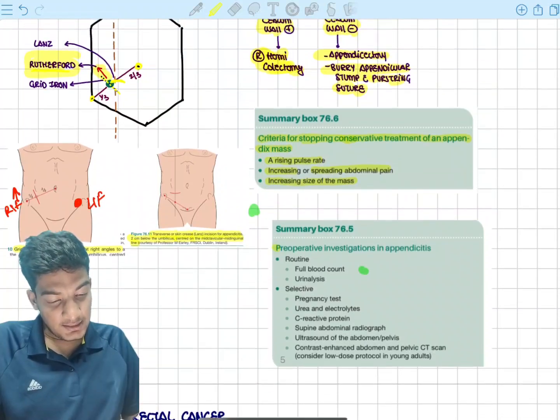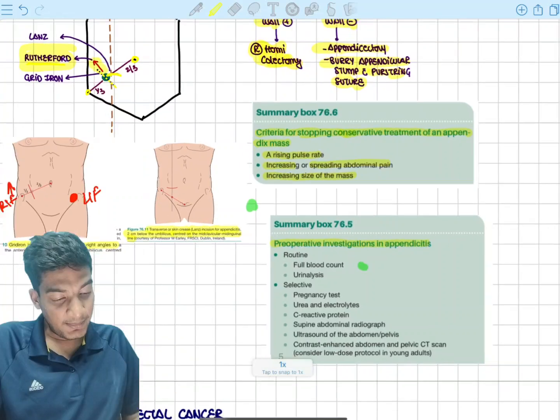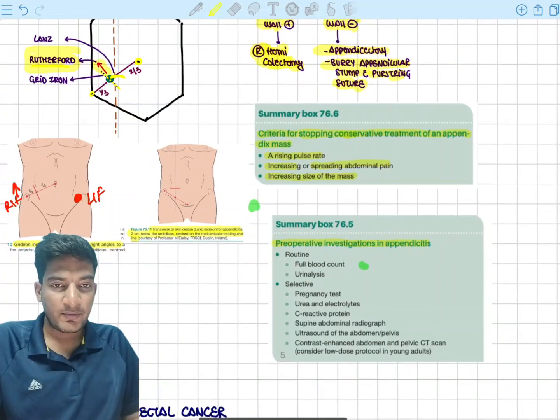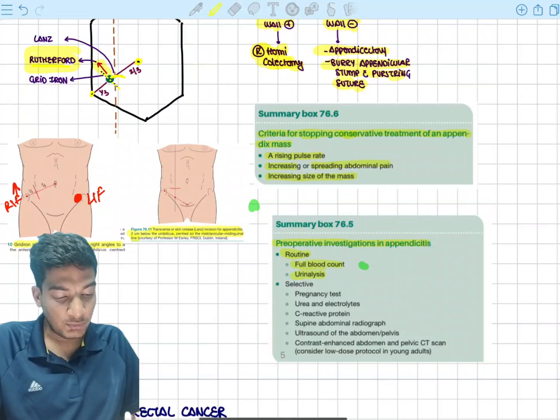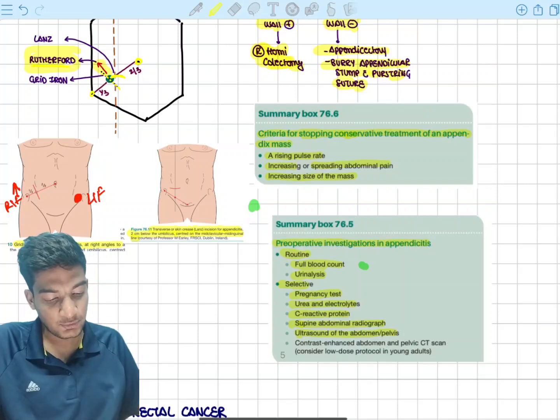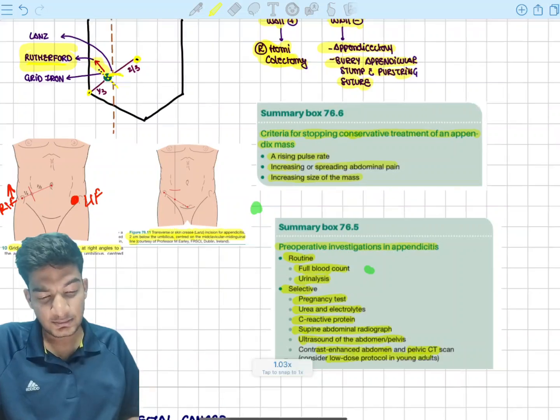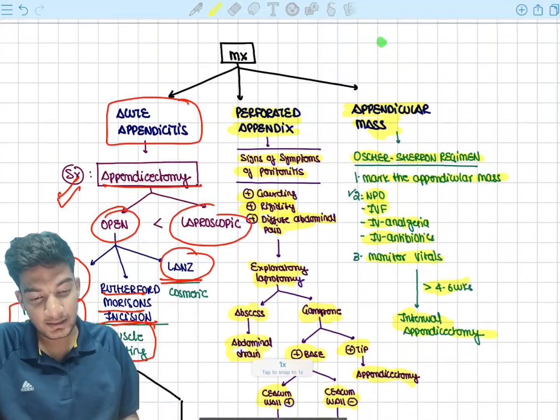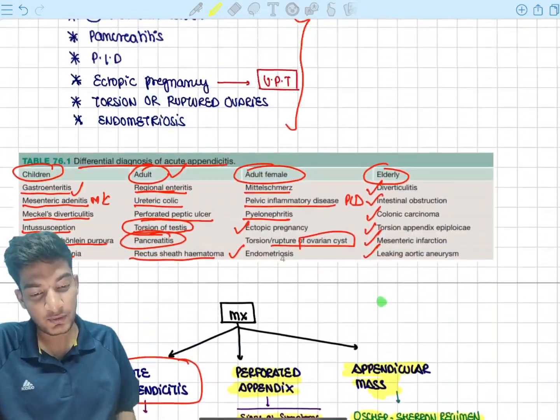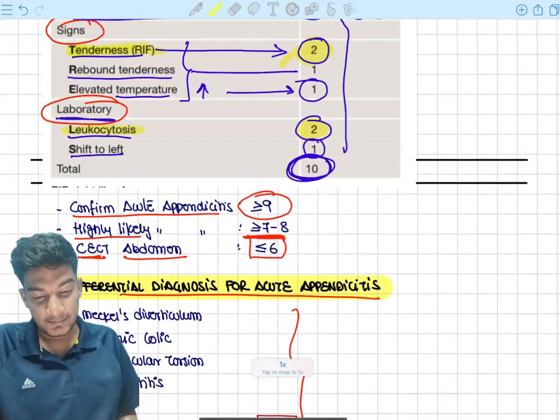The last thing is pre-operative investigation in appendicitis. Before surgery, the basic ones are routine full blood count and urinalysis. Selective ones, for example in pregnancy, include a pregnancy test, urea and electrolytes, C-reactive protein for inflammation, supine abdominal radiography, ultrasound of the abdomen and pelvis as usual to confirm the diagnosis, and contrast-enhanced CT abdomen or pelvic CT scan, considering a low dose protocol. We will majorly conclude by clinical diagnosis, but to support or confirm our diagnosis we'll go for CT.